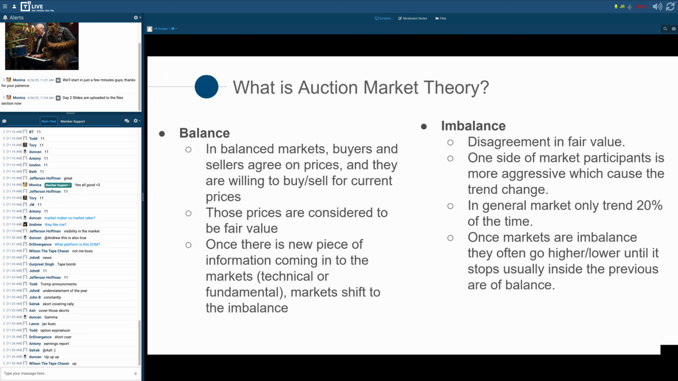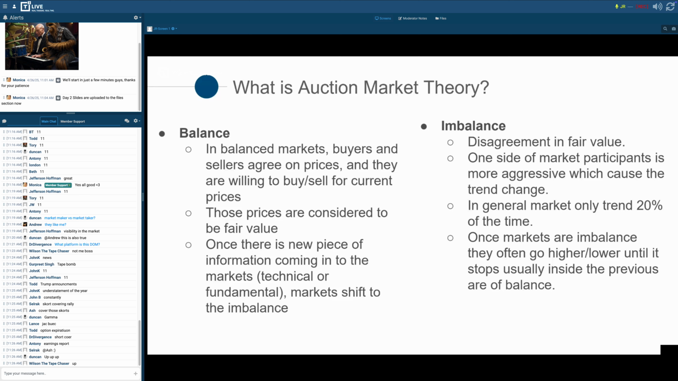It's going to go up massively, right? You're going to have a supply demand imbalance, right? General markets only tend in general markets, and we're talking about short term here, only trend 20% of the time. Once markets are in balance, they often go higher or lower until stops, usually inside the previous area of balance.